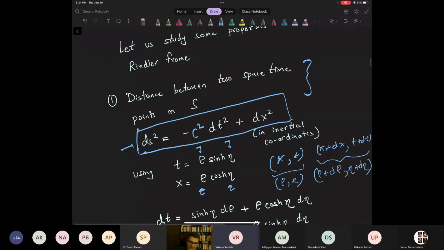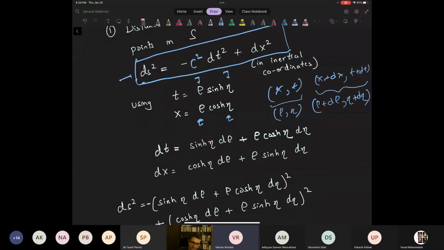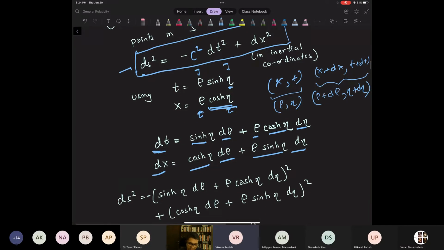Okay, and what you would find is, so I can write out dt. First let me differentiate with respect to rho. So this is sinh eta d rho. Now I'll differentiate with respect to eta. So that's rho cosh eta d eta. And similarly, I do the same thing for x. So dx is cosh eta d rho plus rho sinh eta d eta. Okay, so I differentiate with respect to eta. And now I square this.